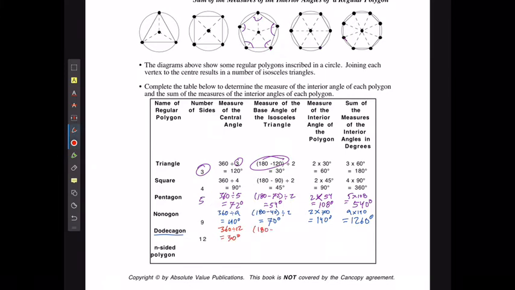(180 minus 30) divided by 2 is going to give me 75. If I double that, it's going to wind up giving me every interior angle will be 150. And if I have 12 sides, then that means I have 12 angles times 150. And all the angles inside of this are going to add up to 1800.